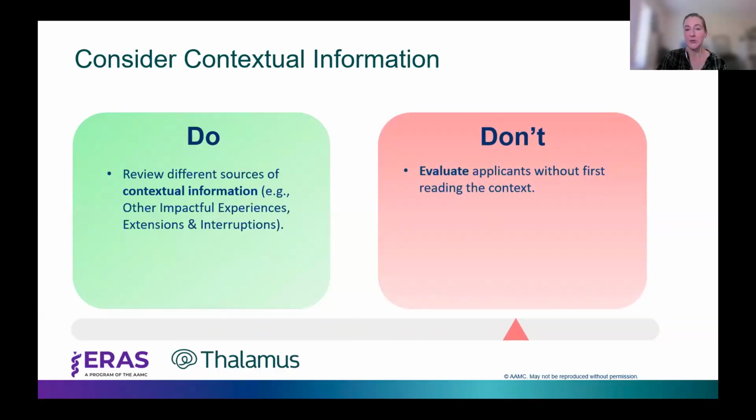So try to avoid evaluating applicants without first reviewing that contextual information to see if they may actually warrant further review, unless it's something really required for entering your program. An applicant might have little to no volunteer experiences or lower than desired grades, but why might that be the case? So that contextual information can show you that perhaps they were working part-time to support their family, so they didn't have the extra time or resources to devote to volunteer activities or additional studying.